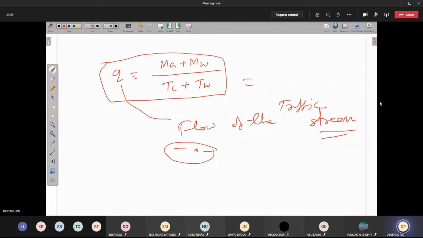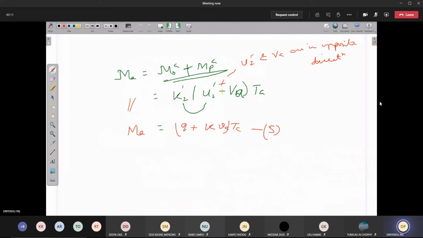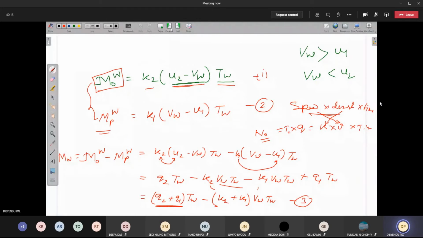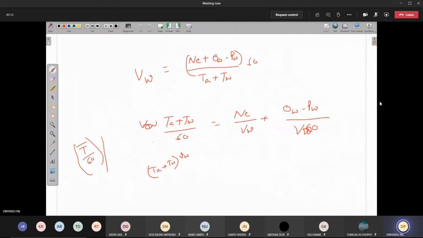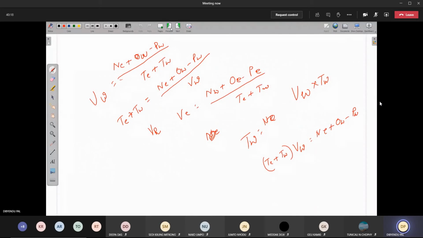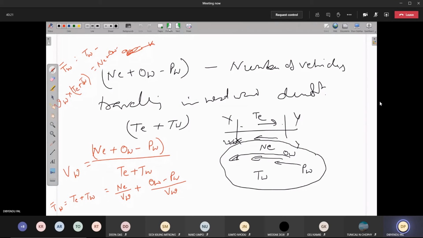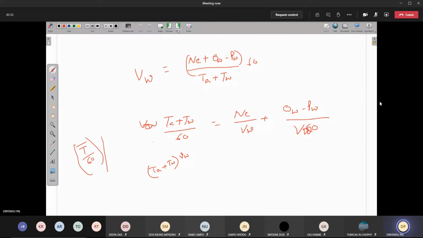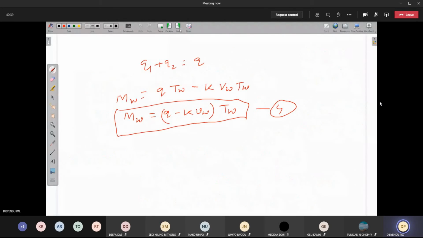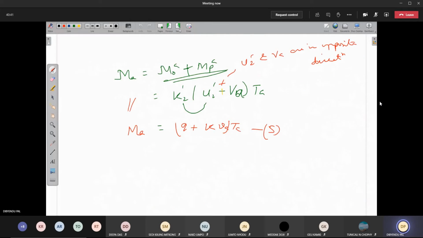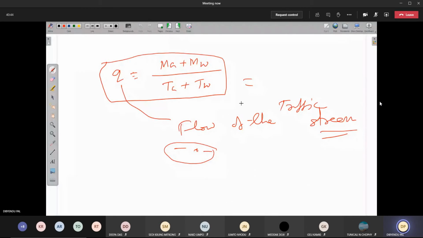Now I'll just go back, but I will not do that, I will do it freshly just to recall whatever we did last class. Last class, we tried to find out the average travel time. And here the same formula, whatever we have written here, I have written here also. Anyway, I am not going to derive from that part. I will derive from whatever I did till now, and then I will compare with whatever we showed last class. So if you see here, we have found out the flow of the traffic stream.